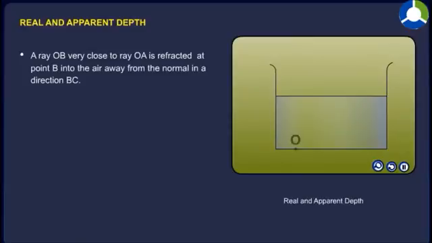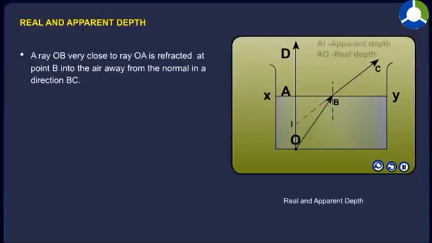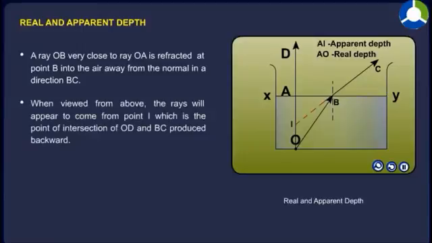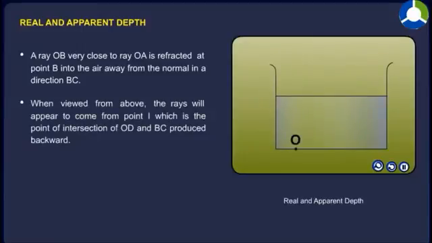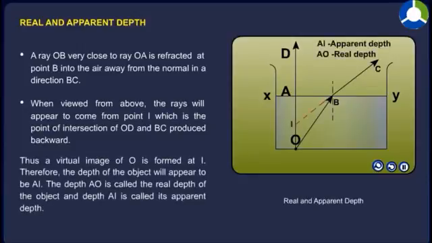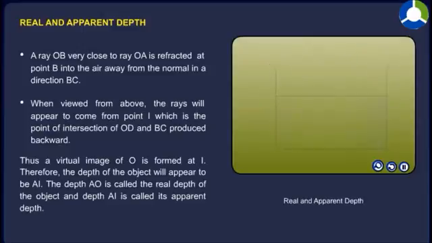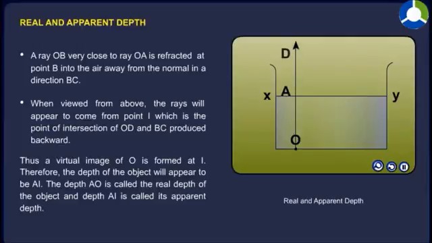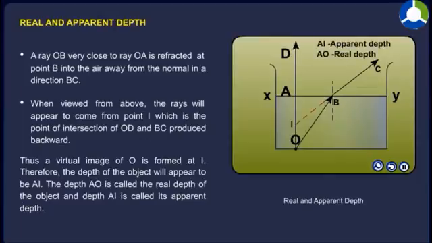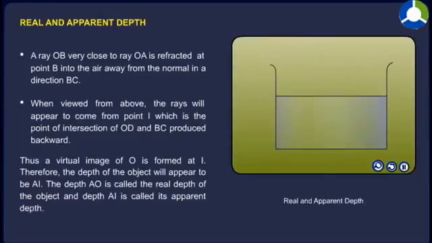A ray OB very close to ray OA is refracted at point B into the air away from the normal in a direction BC. When viewed from above, the rays will appear to come from point I, which is the point of intersection of OD and BC produced backward. Thus, a virtual image of O is formed at I. Therefore, the depth of the object will appear to be AI. The depth AO is called the real depth of the object, and depth AI is called its apparent depth.